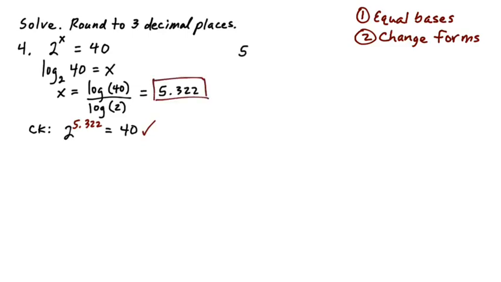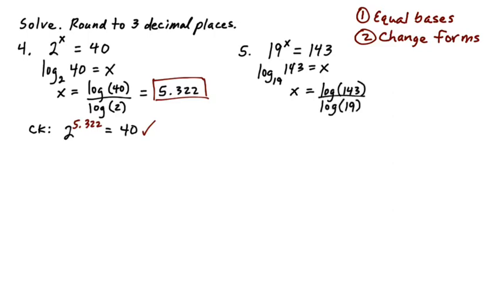All right, let's look at the next problem here. So we have 19 to the x power equals 143. This is just like the last problem we did, so I would encourage you to give it a try and then watch the video. All right, so let's write it in log form. It'd be the log base 19 of 143 equals x. And we can now write that using the change of base formula. It'd be the log of 143 over the log of 19. Notice we're going from a base 19 log to a quotient of two base 10 logs, which we can easily enter in our calculator.